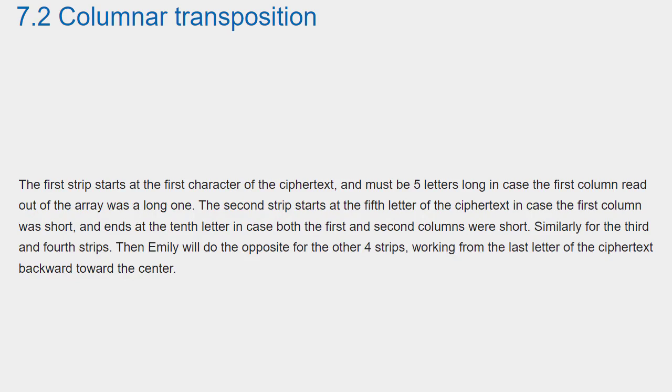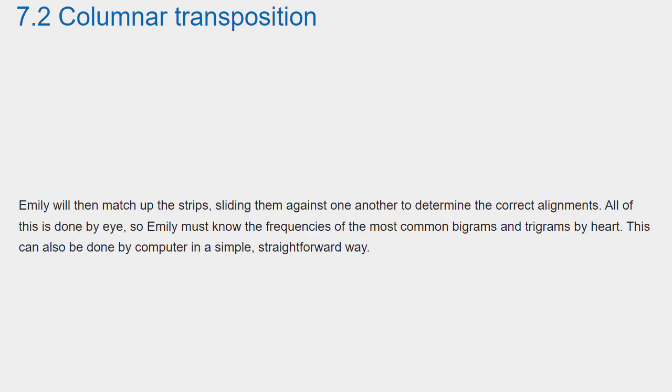The first strip starts at the first character of the ciphertext, and must be 5 letters long, in case the first column read out of the array was a long one. The second strip starts at the 5th letter of the ciphertext, in case the first column was short, and ends at the 10th letter, in case both the first and second columns were short. Similarly for the 3rd and 4th strips. Then Emily will do the opposite for the other 4 strips, working from the last letter of the ciphertext backward toward the centre. Emily will then match up the strips, sliding them against one another to determine the correct alignments.